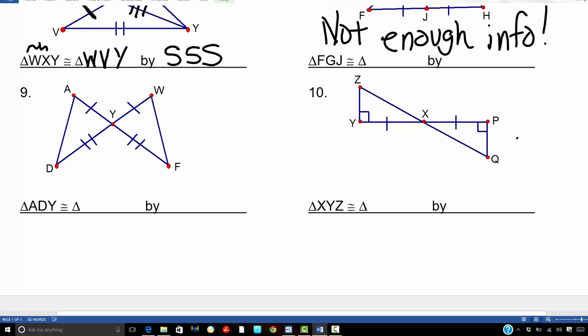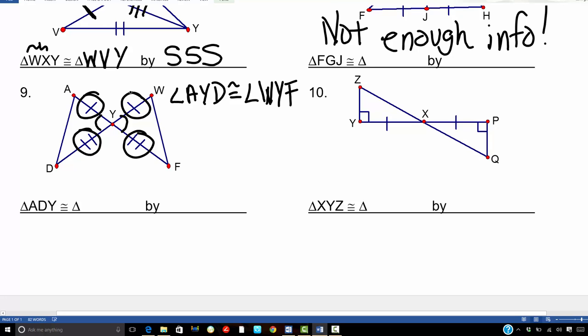Number 9, if we just look at this diagram as it is, we don't have enough information. However, if you remember from last chapter, you should be able to identify 2 angles that are congruent because they're vertical angles. Angle AYD and angle WYF are congruent. So now once we mark those angles congruent, we should see pretty quickly that we have a side, and a side, another side, and another side, and in between those two sides we have the included angle is congruent. So these triangles are congruent by side, angle, side.